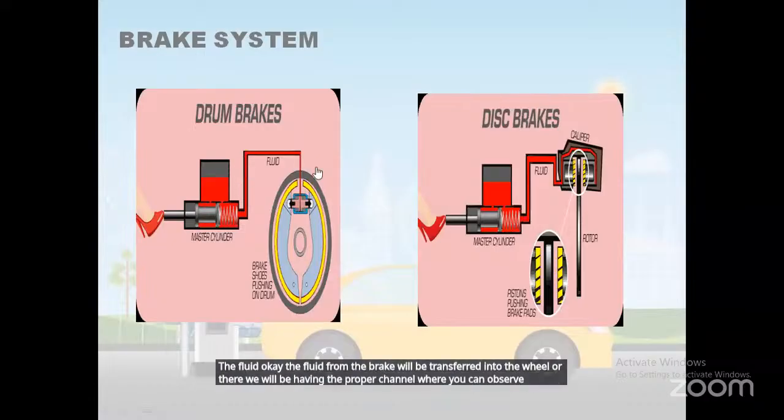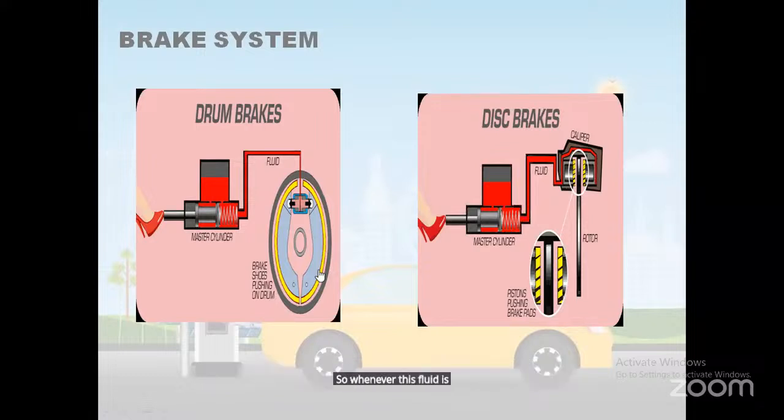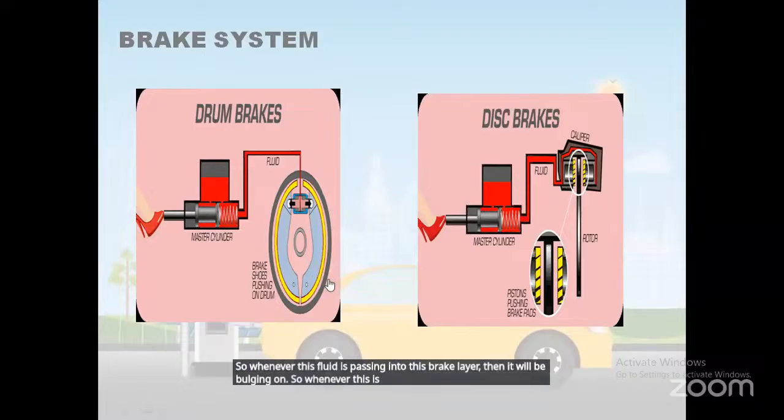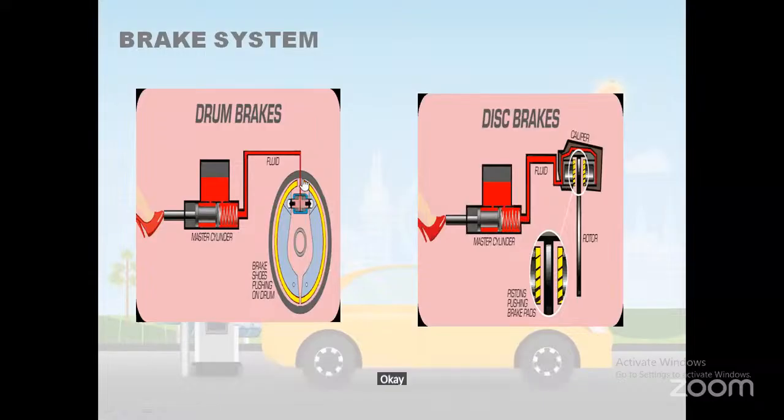Okay. So whenever this fluid is transferring into this wheel, here we'll be having something called our yellow region, where I can call them the brake layers. Whenever this fluid is passing into this brake layer, it will be bulging out. Whenever it bulges out, the force will be applied on the walls of the wheel, and then the wheel will stop rotating. Here you can observe.